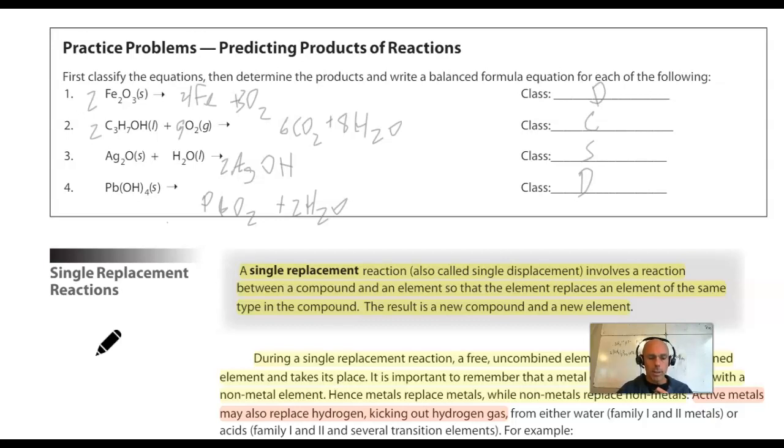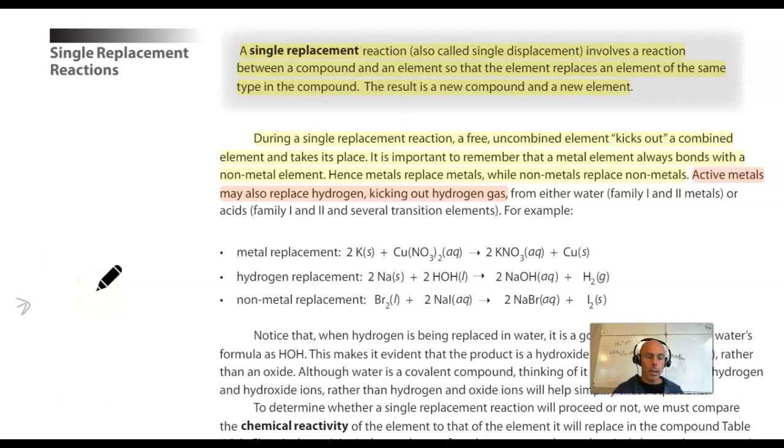And then in 4, with a single reactant, we know it's decomposition, and this is a base or a metal hydroxide, and that decomposes into a metal oxide and water. 3 and 4 are similar to each other, but in a way backward. So we'll now start looking at the first of 3 types of reactions that Part 2 will address: single replacement and then double replacement. And within that conversation about double replacement, we'll talk about neutralization reactions.